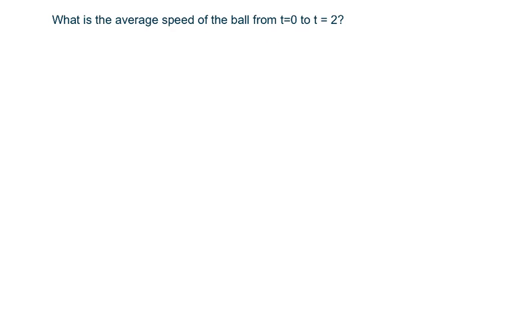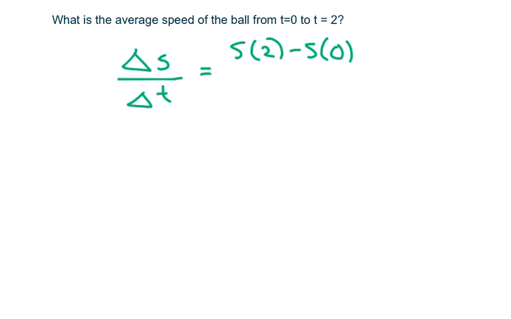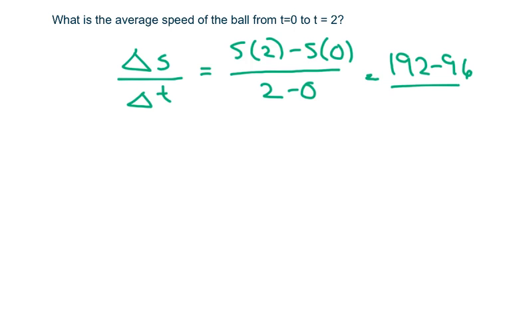Okay. Now, what is the average speed of the ball from when the time is 0 to when the time is 2? So what we're going to do is the change in s over the change in time, and that's going to equal s of 2 minus s of 0, just your slope formula, over 2 minus 0, and that gives you 192 minus 96 over 2. And that's going to be 48 feet per second.